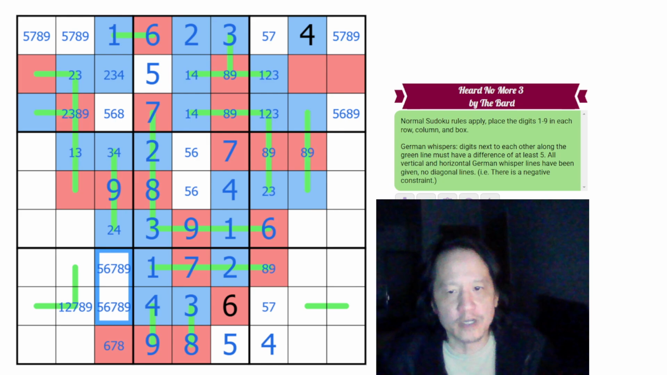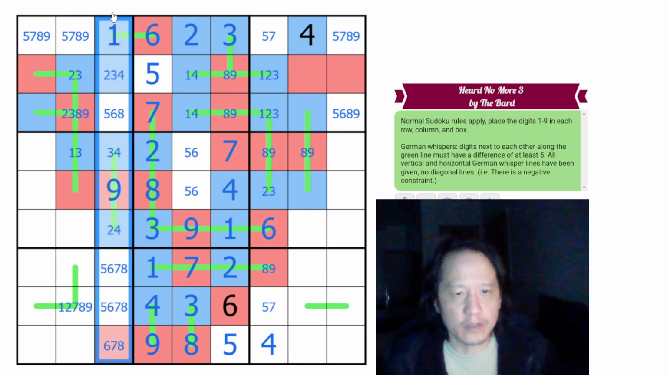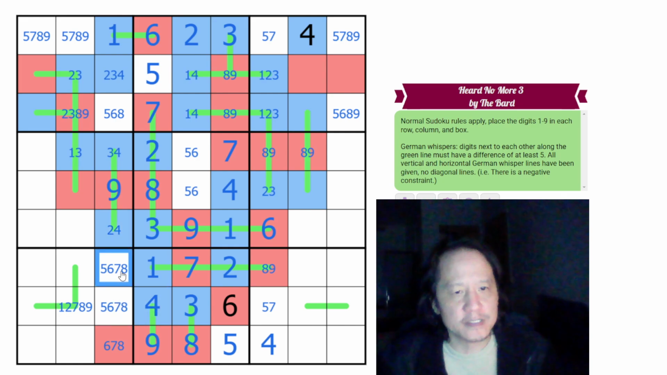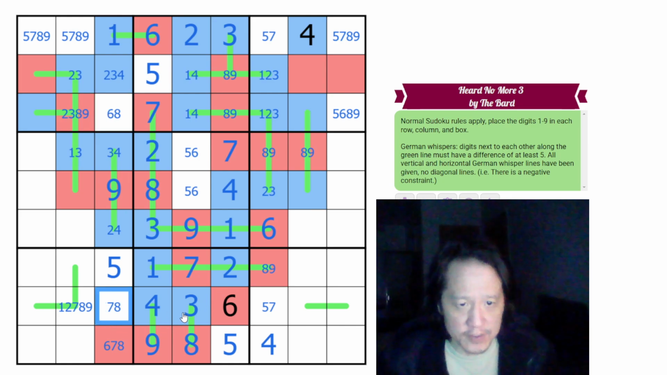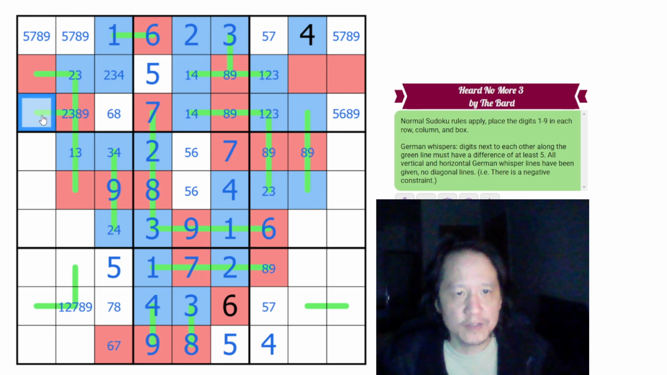So there's no more 9s in this column. This cannot be 6, 7, or 8, because if it were, there would be a German whisper line between these two cells. Therefore, this must be a 5. So this can't be 5, and this can't be 5. This can't be 6, this can't be 8. Okay. This has to be 2, 3, or 4. This is 8 or 9.